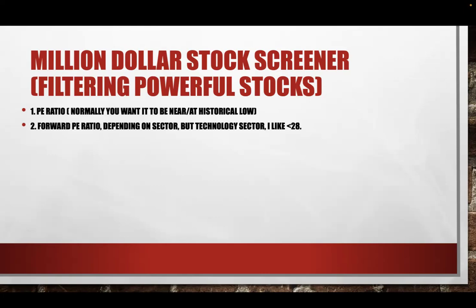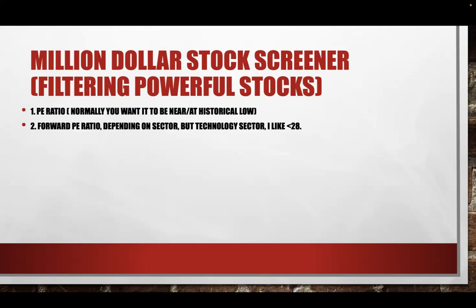Now, the second part is the forward PE ratio. Forward PE ratio is something forward. I think we talked about that before. Forward means something that has not yet happened. Depending on the sector, but normally for technology stocks, I like it to be under 28. For any other sector, I like it to be under 20. The lower it is, the better, but not so low as to be below 5. So this is what I want: the forward PE ratio or the PE ratio.